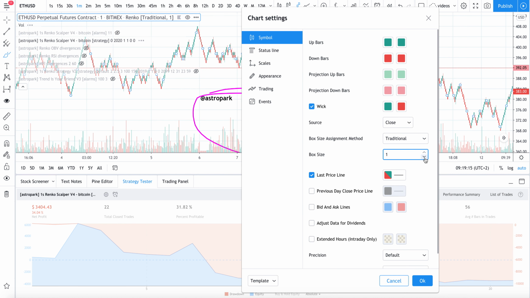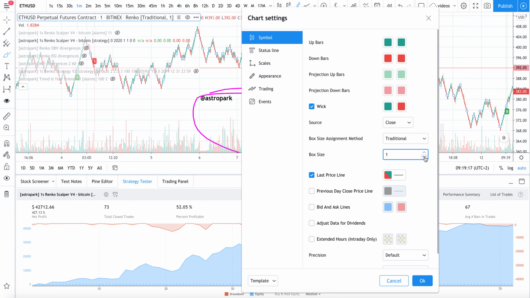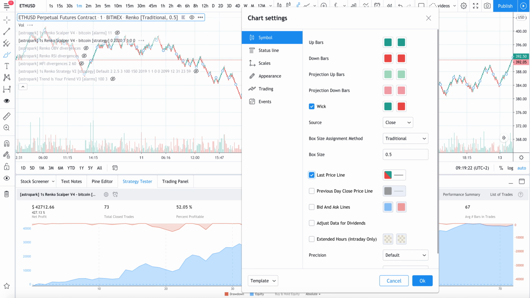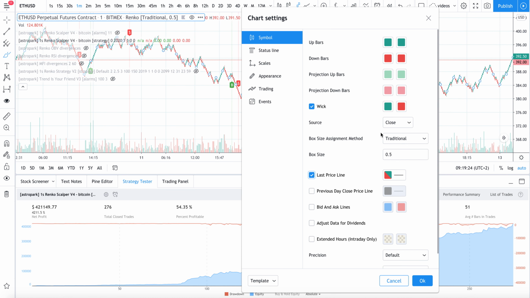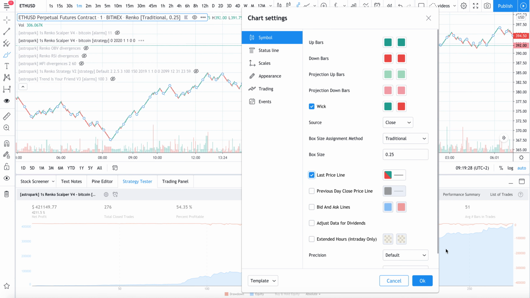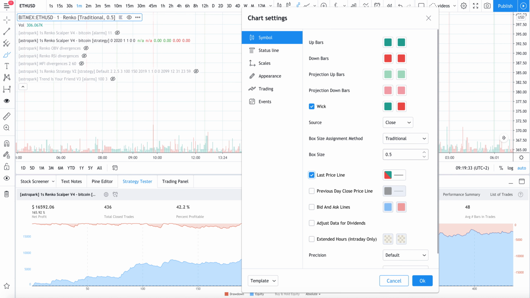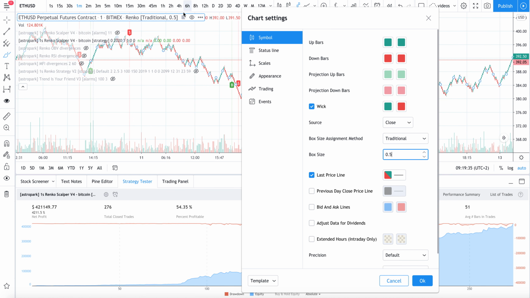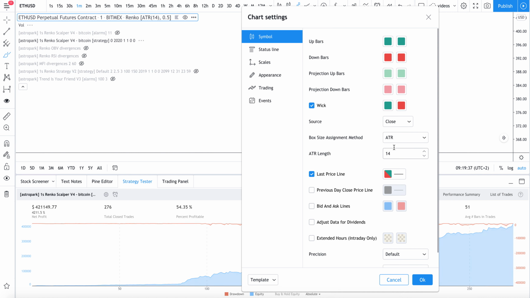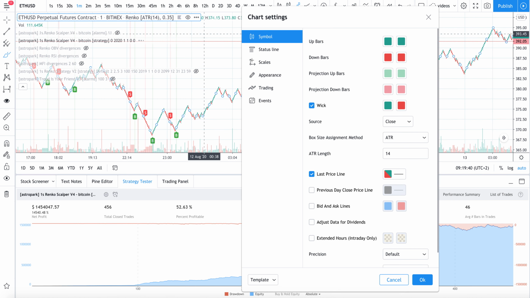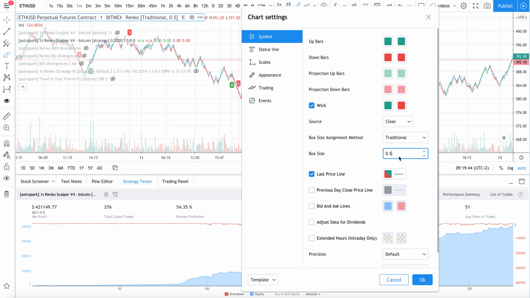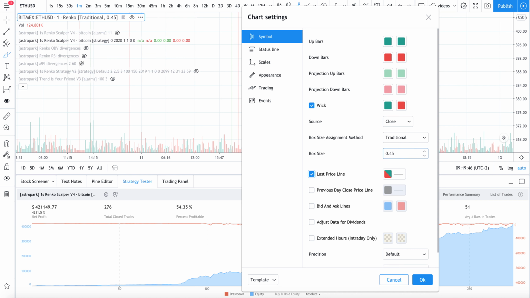For example, 1, is it good? 1 is good. For example, for this indicator, maybe 0.5 is even better. Okay. This indicator needs a low box size, okay, but not too low, as you can see. Just to go to ATR suggests 0.35, so we should not move too much from there.